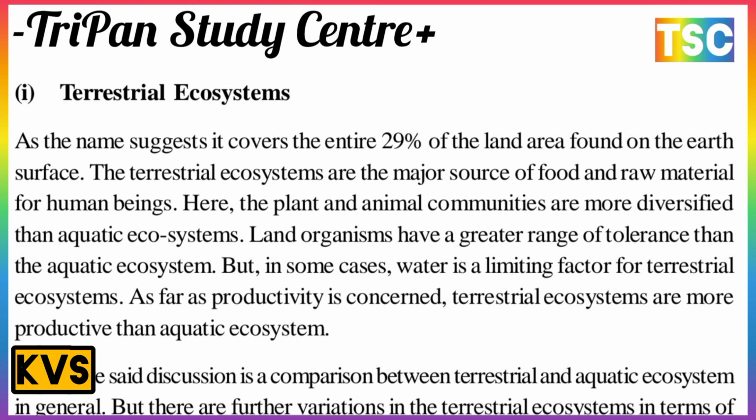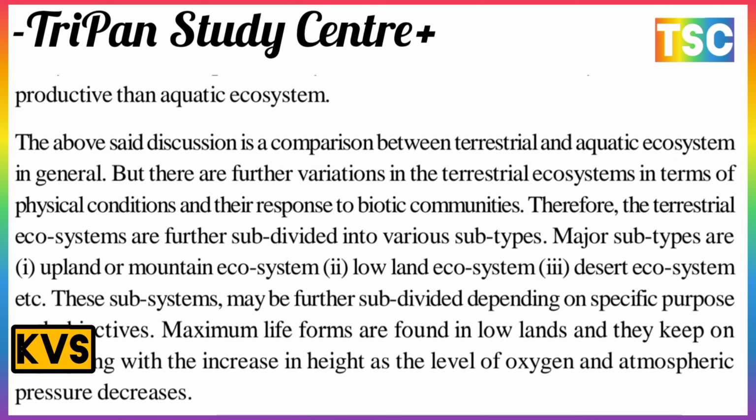Here the plant and animal communities are more diversified than in the aquatic ecosystem. The land organisms have a greater range of tolerance than in the aquatic ecosystem. But in some cases, water is a limiting factor for the terrestrial ecosystem. As far as productivity is concerned, terrestrial ecosystems are more productive than aquatic ecosystems. The first thing for discussion is the comparison between terrestrial and aquatic ecosystems in general.